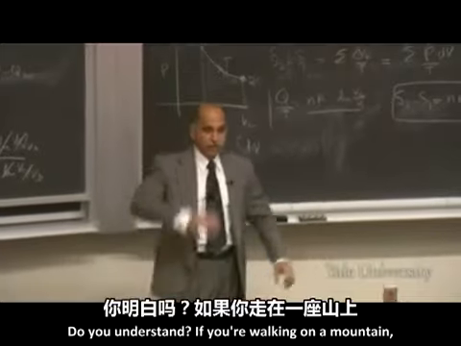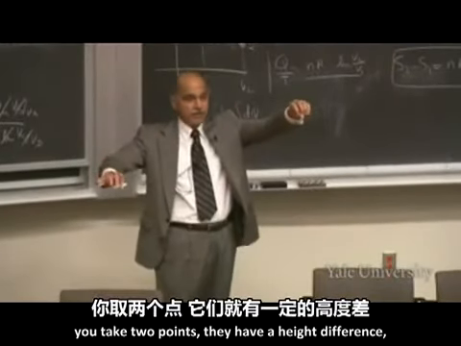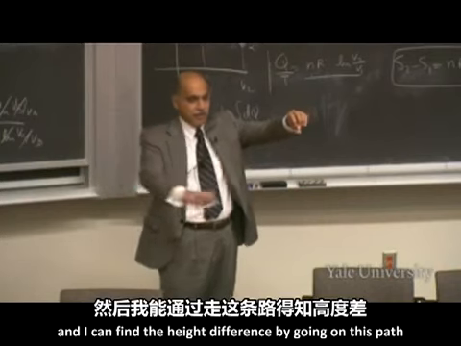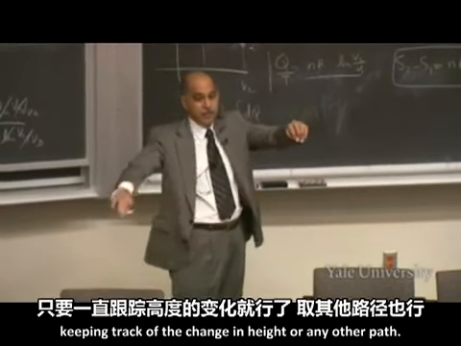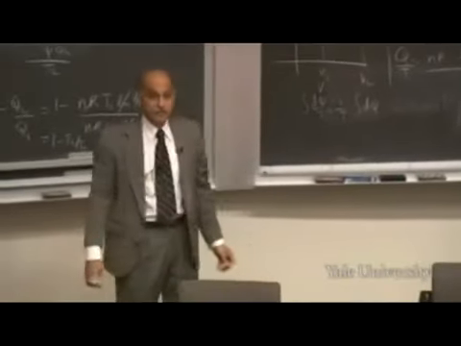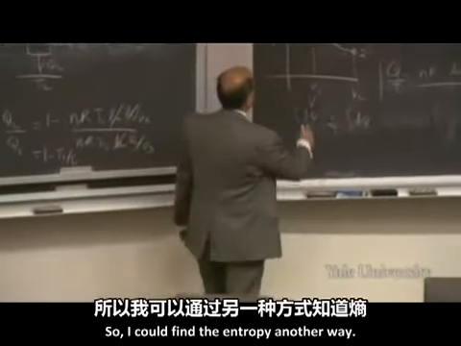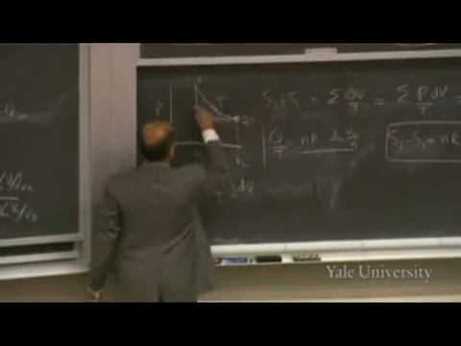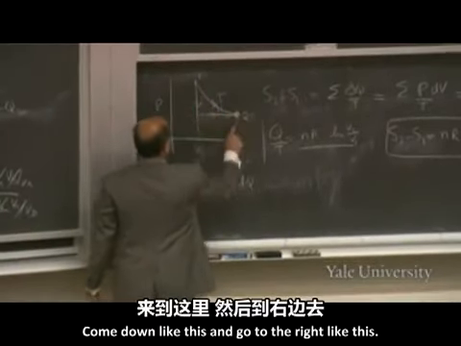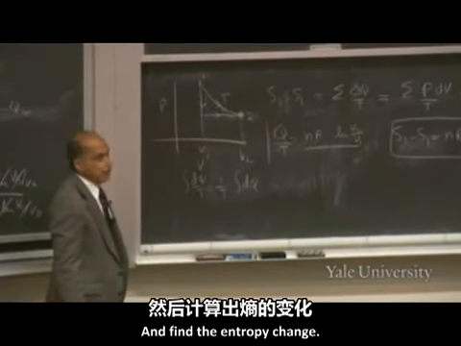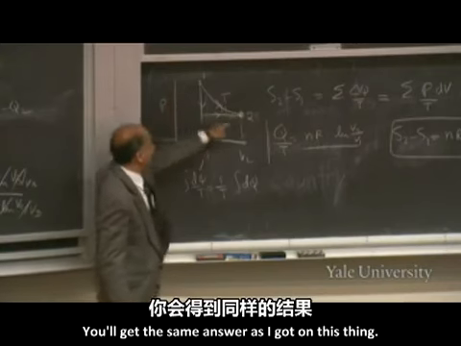You understand? If you're walking on a mountain, you take 2 points, they have a height difference. And I can find the height difference by going on this path, keeping track of the change in height, or any other path. In the end, the height difference between 2 points is the height difference. So I could find the entropy another way. Let me show you another way that's easy for you guys to work out. Come down like this and go to the right like this and find the entropy change. You will get the same answer as I got on this side.